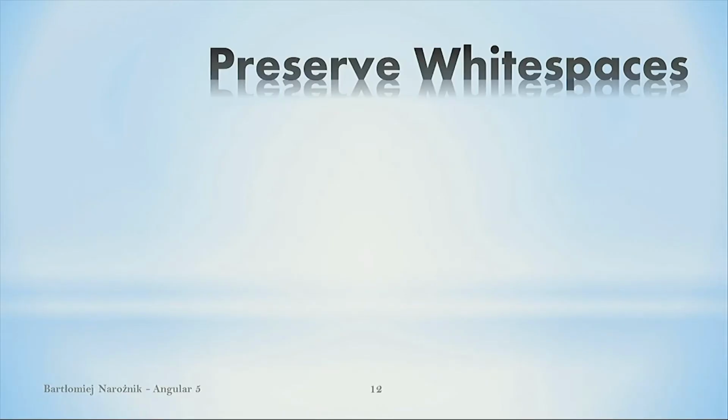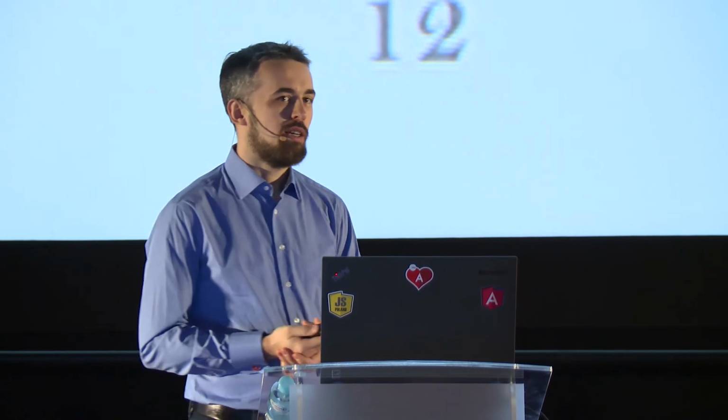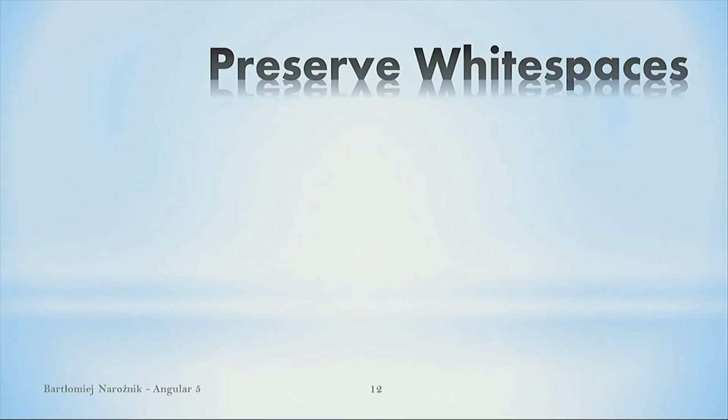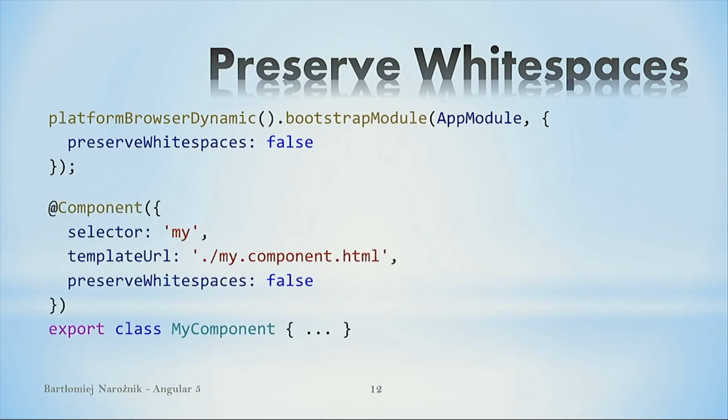Another option for templates is preserveWhitespaces. What it does is actually quite obvious. The flag will keep the white spaces of your templates. If it's set to false, it will just rip them all out. So you can turn it on or off in various places of your application. You can use it for a module, but you can also use it for a component, meaning that the whole template for the component will have this option included.